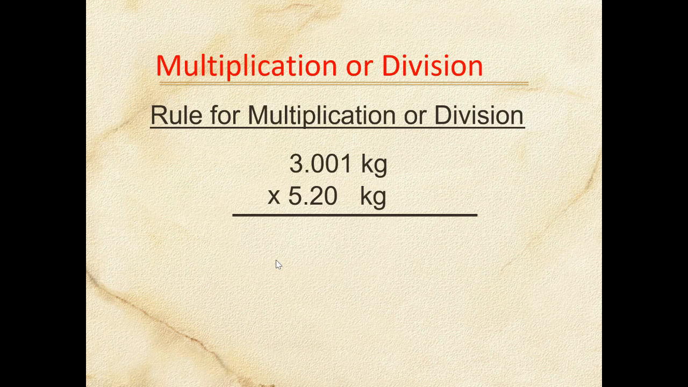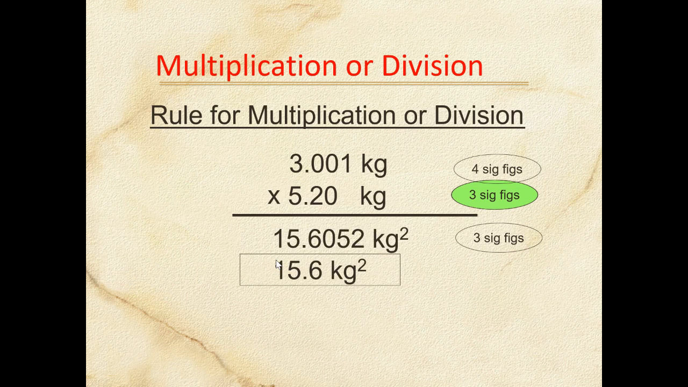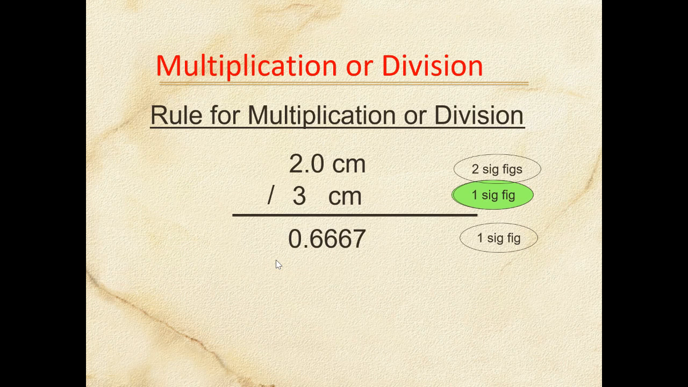3.001 multiplied by 5.20, we get 4 sig figs for the first value, 3 for the second. 3 sig figs is smaller. So it's in our answer, our calculated value, and our rounded value. Again, we've got 2.0 divided by 3. So we have 2 sig figs, 1 sig fig. One is smaller, so that's going to be our rounded answer. Our value is 0.6667, and from that we're going to end up with 0.7.